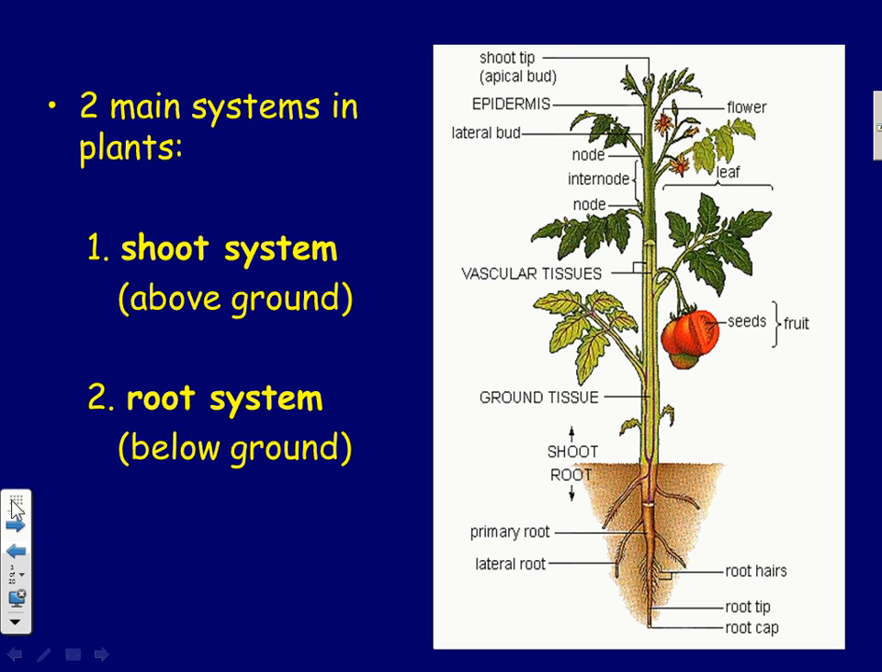So the systems we want to talk about today, there's two main systems. We have a shoot system. Essentially, it's found above the ground. And then we have a root system, and that is found below the ground.